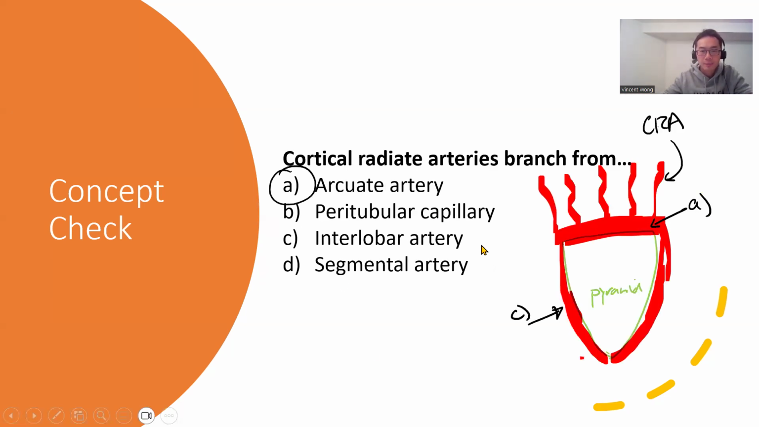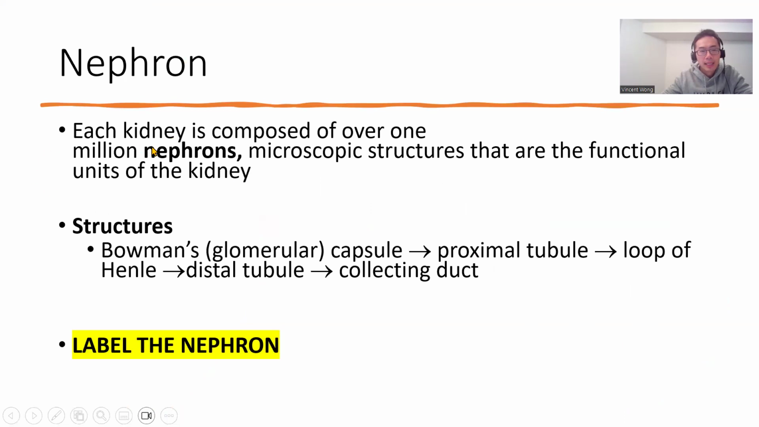Okay, we did this one already. Each kidney is composed of over 1 million nephrons. I've been telling you the whole time. They are microscopic structures that are functional units of the kidney. It's empty on the inside. The walls are made up of cells that help to exchange material with the peritubular capillaries. The Bowman's capsule first, or the glomerular capsule, proximal tubule, loop of Henle, distal tubule, and collecting duct.